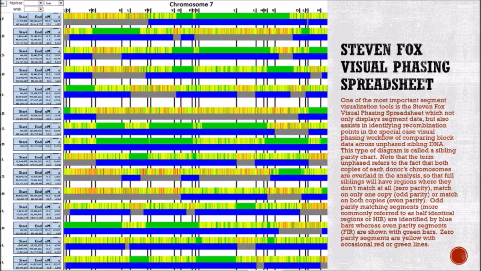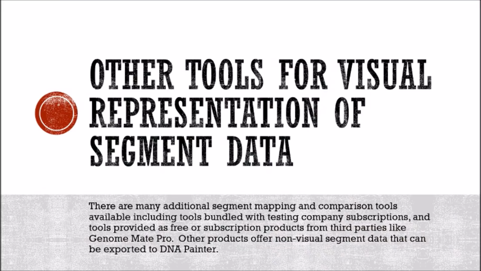But again, this is the special case that the Stephen Fox spreadsheet applies to, and we're going to talk about the difference between special and general case in a bit. Other tools for visual representation of segment data. There are more out there, and there'll be plenty more to come. Even my software has a couple of tools, even though that's not really the purpose of my software.